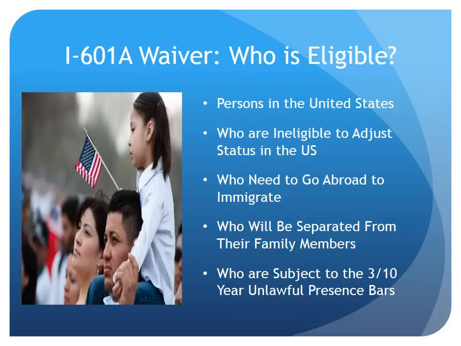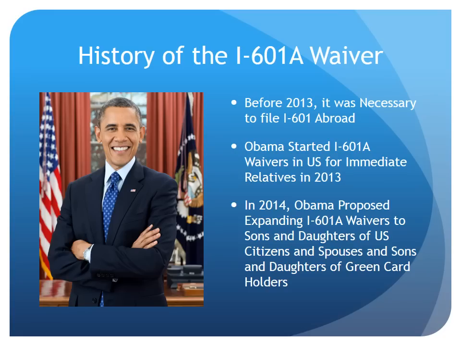Who's eligible for a 601 waiver? Well, first of all, it applies to you only if you're present in the U.S. and if you're ineligible to adjust your status. Maybe you came in illegally to the U.S., maybe you came in on some temporary visa that doesn't allow you to adjust your status, and you need to go abroad, probably back to the embassy in your country, to immigrate. And you're going to be separated from family members who are U.S. citizens or permanent residents, and you can't come back for 3 or 10 years because you're subject to bars because you have unlawful presence in the United States.